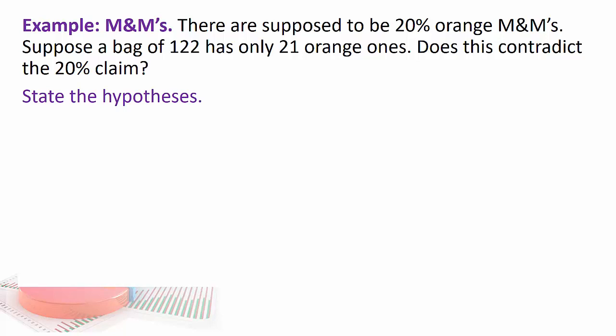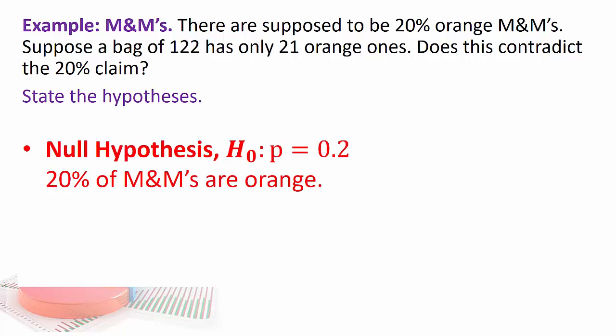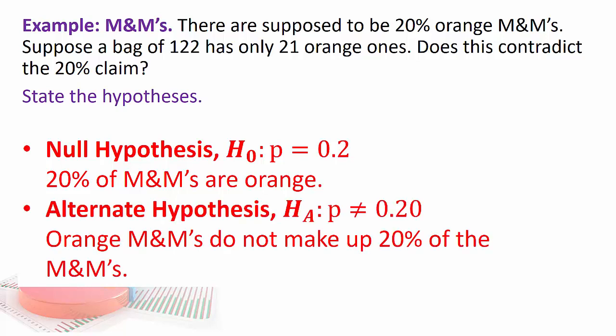For this example, we're looking at a bag of M&Ms. There's supposed to be 20% orange M&Ms. Suppose a bag of 122 has only 21 orange ones. Does this contradict the 20% claim? I don't even have to look at the 122 or the 21. I'm just looking at the 20%. So the null hypothesis is, no, this is like all other bags. It's 20% of the M&Ms are orange. The alternate is, the orange M&Ms do not make up 20%, or p does not equal 0.20.